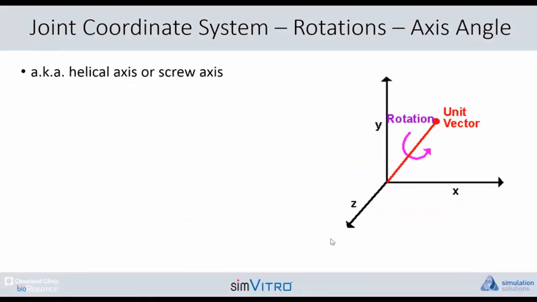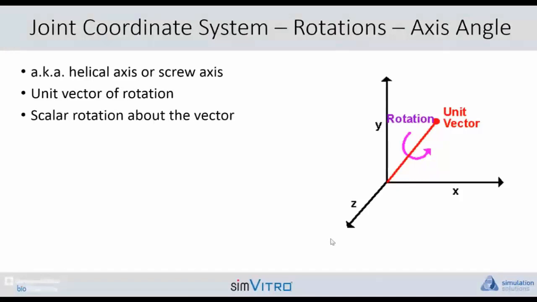Another way we can express rotations is axis angle. You've probably also heard it as helical axis or screw axis. And just like Euler angles picks a single vector and can rotate about that vector in one of the primary axes, axis angle picks a unit vector in some direction, puts a scalar rotation about that vector. And so all three rotations really come down to a single rotation about this unit vector. So this is easily understood.